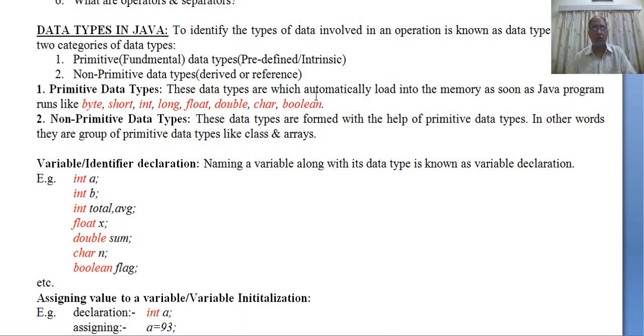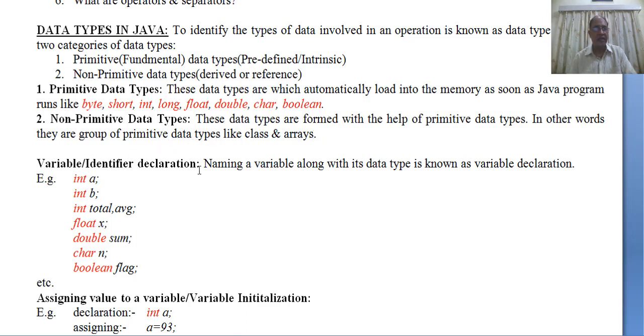These data types automatically load into the memory as soon as the Java program runs, like byte, short, int, long, float, double, character, boolean. And non-primitive data types are formed with the help of primitive data types. That is, in other words, they are the group of primitive data types, like class or arrays.